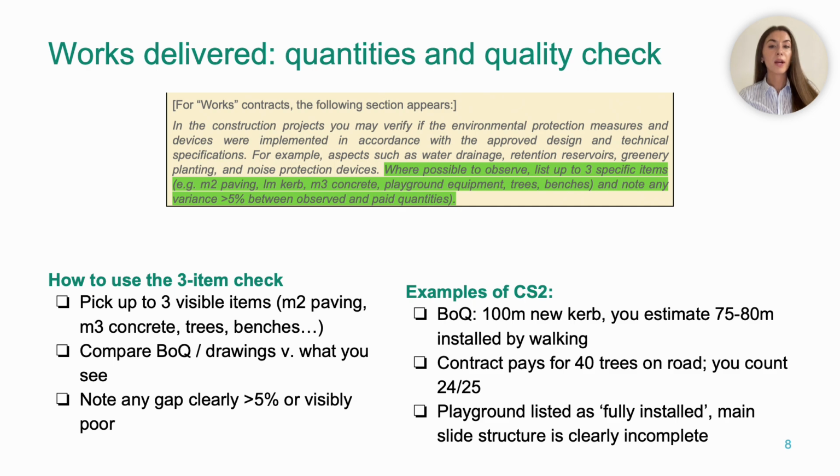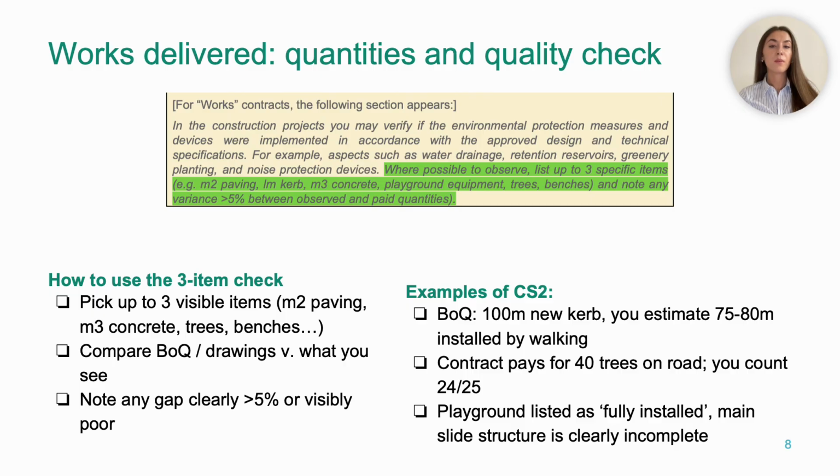For each of these, you compare 2 things. What the bill of quantities and drawings say should be there, and what you actually see on site using simple counts or rough estimates. If it's clear that there's a meaningful gap, more than 5%, you record this as a variance. The 5% threshold is there so that you ignore minor imperfections and focus on serious under-delivery.